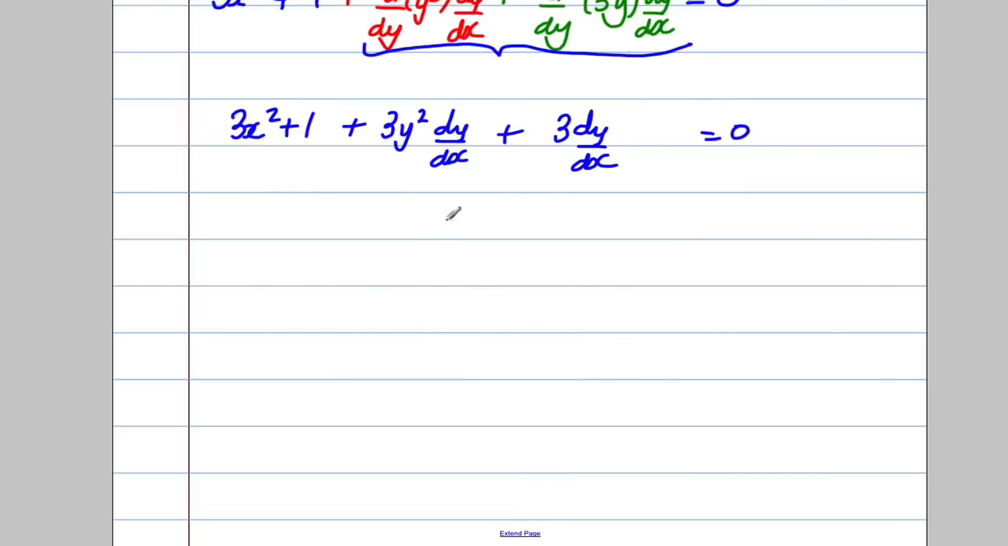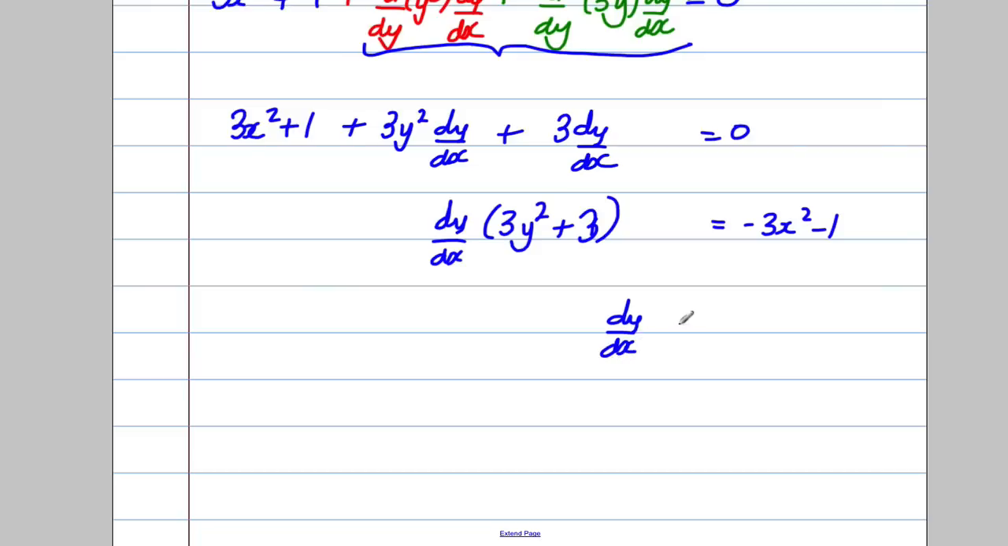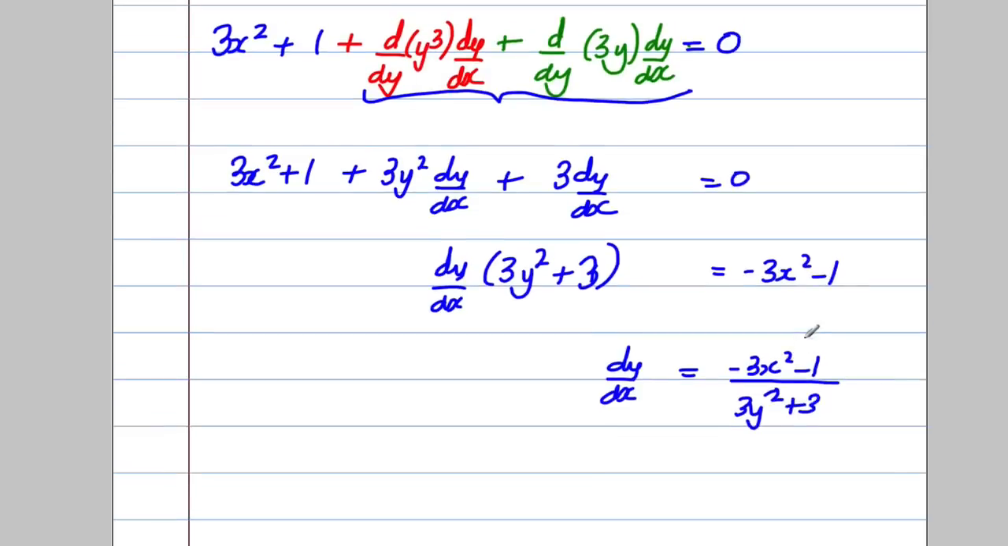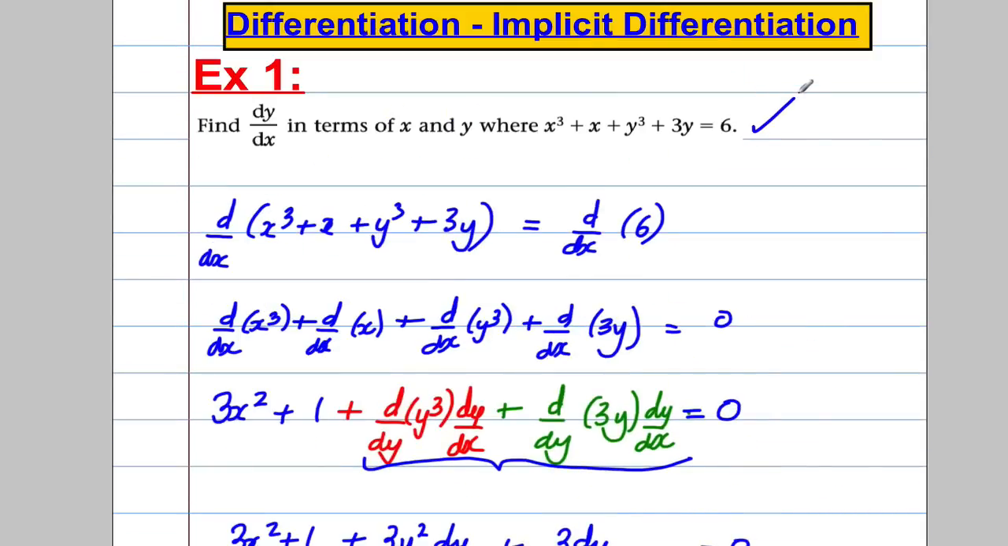And I can tidy everything up and make dy by dx the subject. So firstly, I could factorise the dy by dx from both these two terms here, and I'd get 3y squared add 3. And I could subtract this off both sides. So I could subtract 3x squared, subtract 1, and then I could say that dy by dx would be negative 3x squared, subtract 1, all divided by 3y squared add 3. And therefore I have dy by dx in terms of x and y, just as I've been asked for.